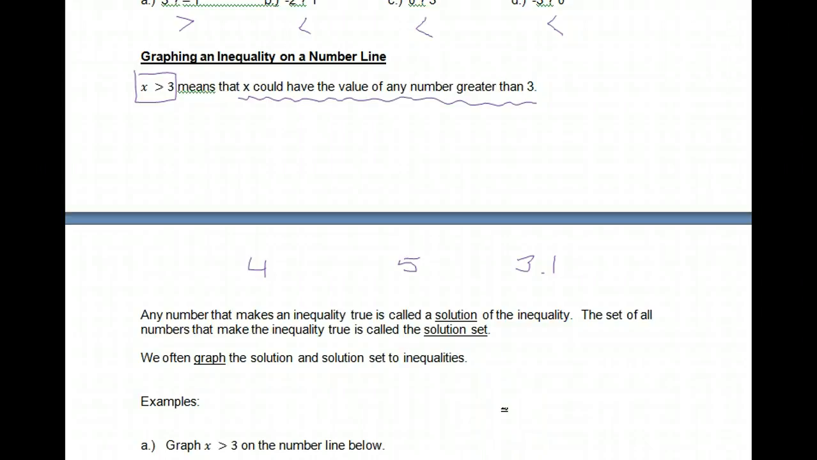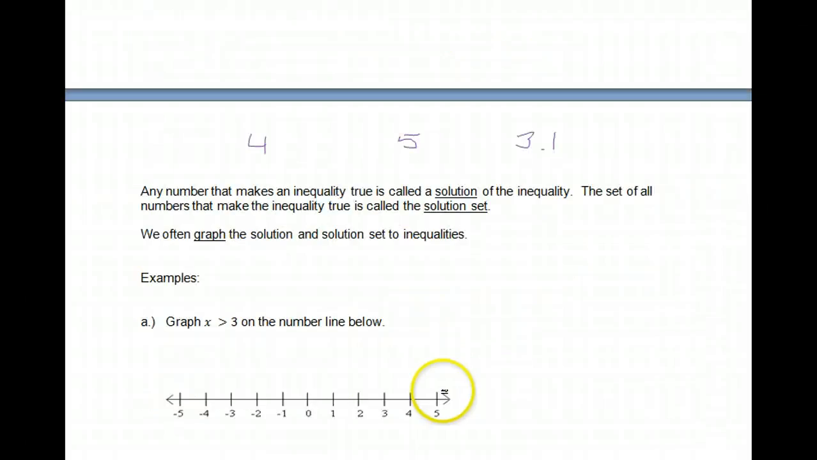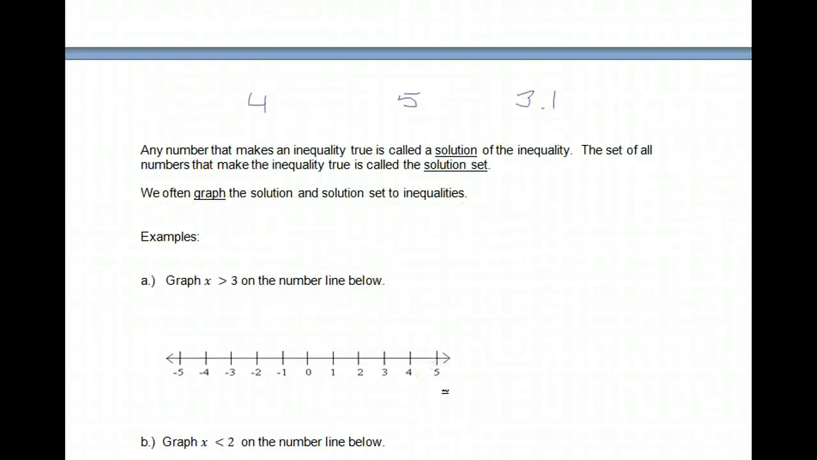We often graph the solution and the solution set for inequalities because sometimes it's easier to see them and visualize them than it is to think about them abstractly. So let's make sure that we can graph.